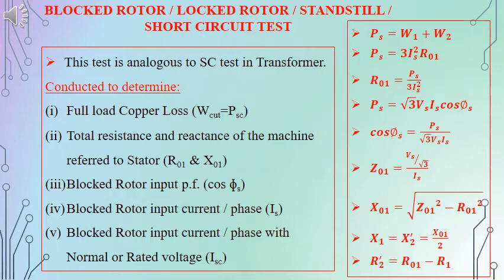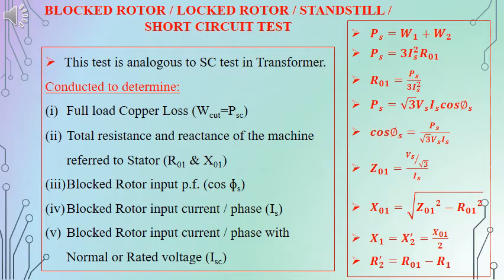We have the equation, the input power PS is equal to W1 plus W2, the sum of the wattmeter readings, and we have the equation PS is equal to 3 IS square R01, because the entire input is the total copper loss, and from the equation we can find R01. We can also write PS is equal to root 3 VS IS cos phi S. From the same we can calculate cos phi S.